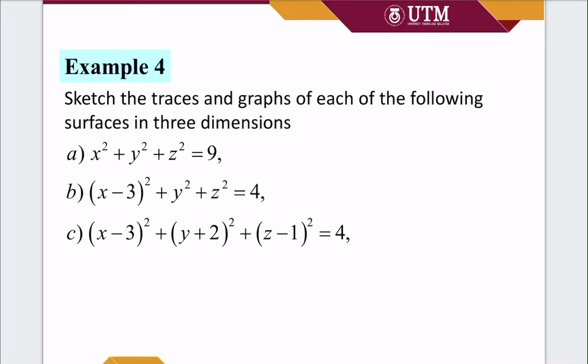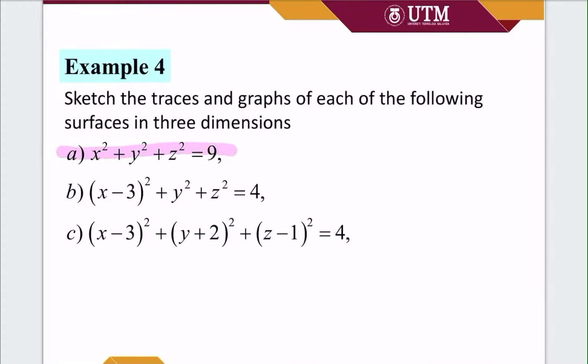Okay, so now let's look at example 4. Remember we have 3 variables for this one, and we know that this is the form of a sphere. We will have 3 traces, and each trace will have a circle, and we combine these 3 traces to have a sphere. Right, let's look at the first one.